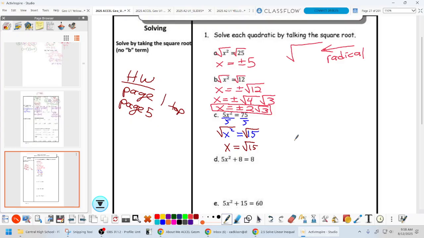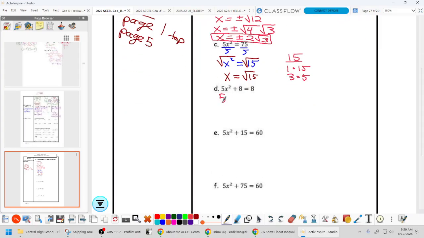Alright, this one we left this way because you can't split 15 into anything square rootable, right? Like thinking factors of 15, in fact I'll write them out. We have 1 and 15, 2 doesn't work, 3 works but isn't square rootable. 4, 5, 6, 7, all that, like none of it is square rootable. So leave it as square root of 15.